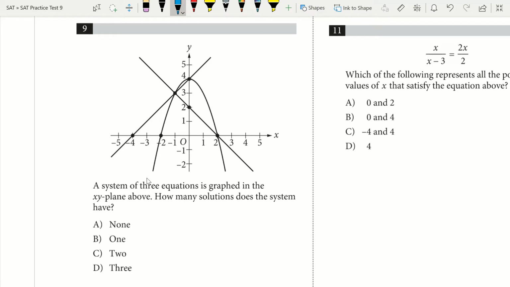Okay, your 20 seconds is now up, so you should have been able to solve this one in 20 seconds because it's pretty simple. So we see we're asked for how many solutions the system of equations has above. That's going to be where all 3 lines intersect. We see that only occurs once. So our answer there would be 1, which is going to be B for number 9.